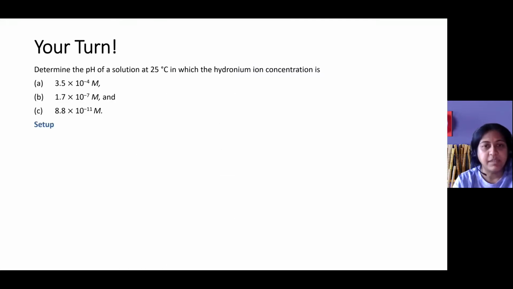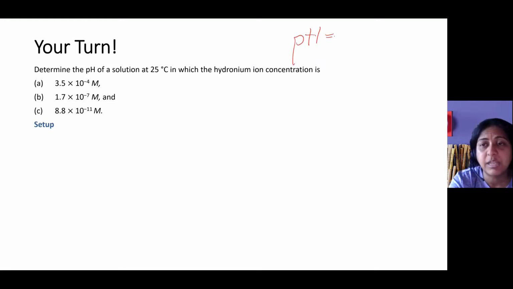Your turn. Determine the pH of a solution at 25 degrees Celsius in which the hydronium ion concentration is given. We are given different values, so we need to calculate. So what is the pH? How can we calculate the pH?